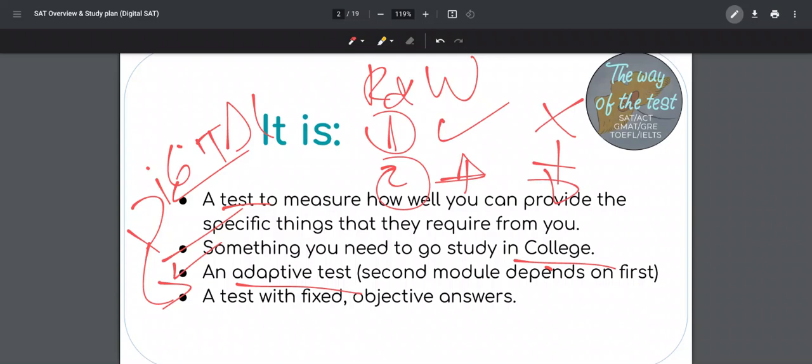Now, does this mean that if you get easier questions, your score is going to be lower, even if you get all the easy questions right? No. This only means that the questions are going to adapt to how well you can perform.